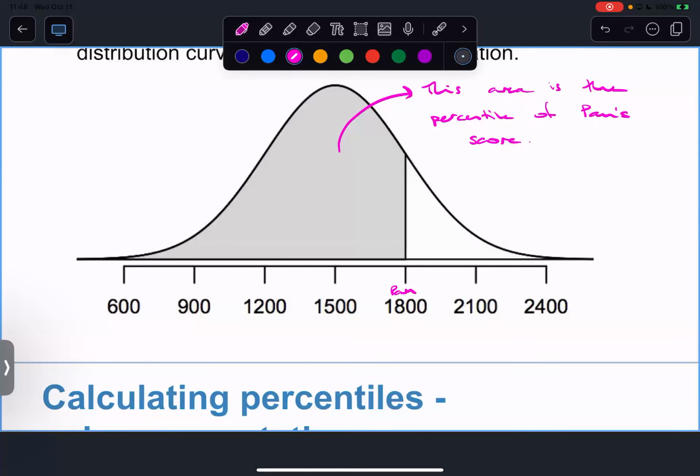So what does Z actually mean? What does it represent? It's the number of standard deviations away from the mean. The Z itself, I don't know where it came from.